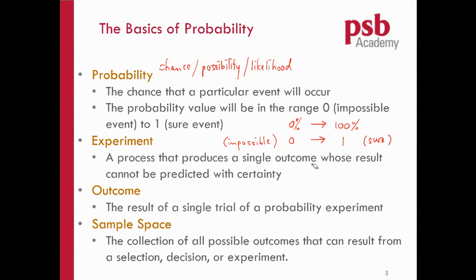Now you noted the word here, outcome. Outcome means result. It's the same word, but in probability, most of the time we just use the word result.